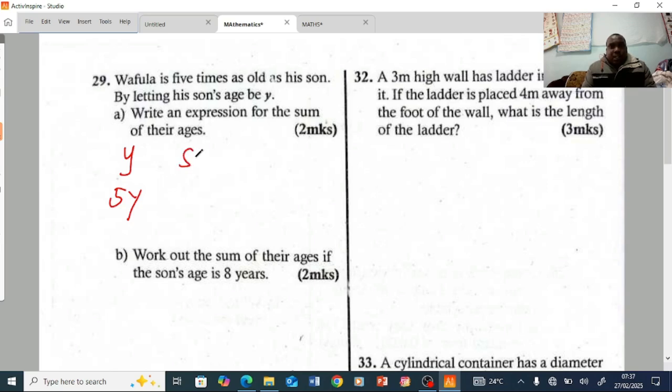So the sum will be y plus 5y, and that one will be 6y. Work out the sum of their ages if the son's age is 8 years. So if the son is 8 years, if y is equal to 8, then times 5.